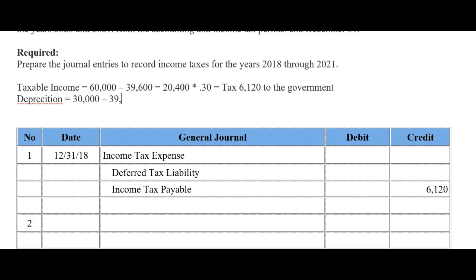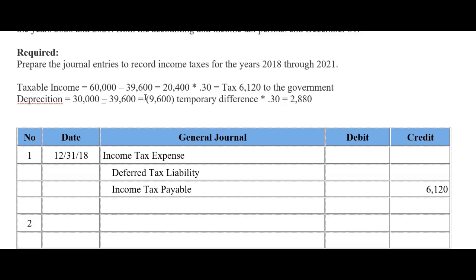However, it's $39,600 for our income tax return. So that brings us a difference of $9,600. Okay, so that is a temporary difference. So that means eventually that difference is going to correct itself. So we're going to multiply that by the 30% tax rate. And when we multiply that out, it gives us $2,880.